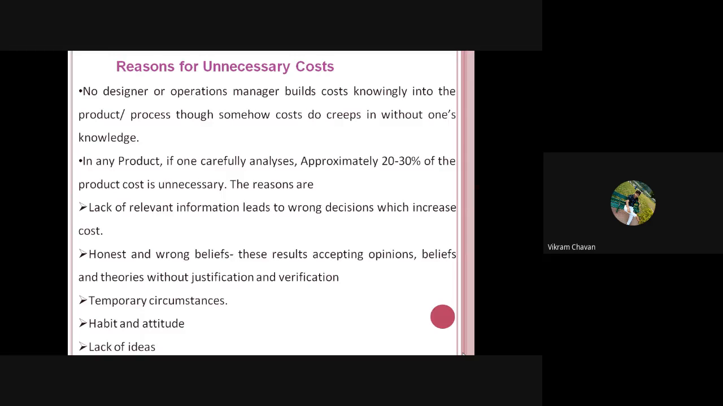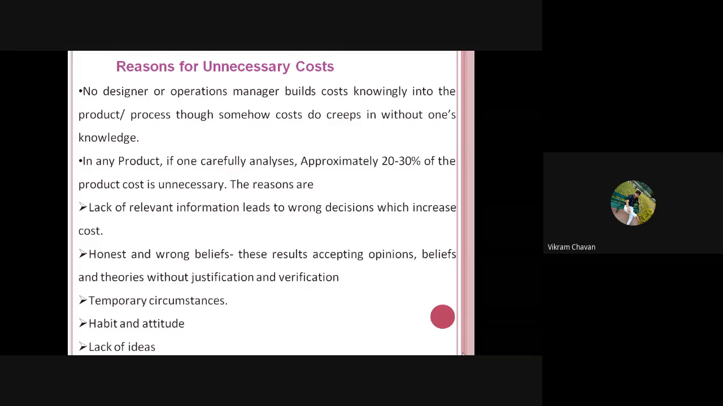Then habits and attitudes. Every person is different from another, and every person has different habits and attitudes. Negligent attitude is never accepted, and if you don't give that much attention to the design phase, production phase, or operational phase, then at that time the cost will add up in that particular product. And this will be the cost for the final product also.